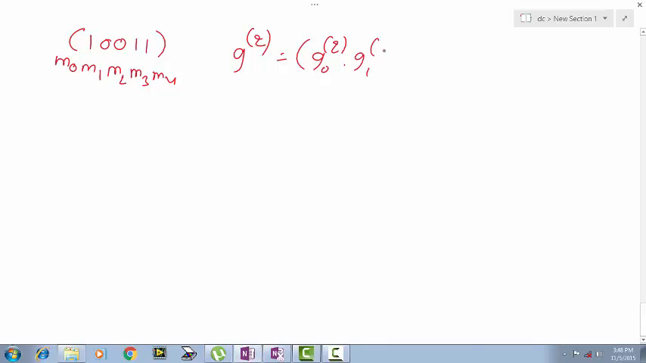So again we'll write down the message 1 0 0 1 1, which is m0 m1 m2 m3 m4, and the second generator sequence, which is g0 of 2, g1 of 2 and g2 of 2, which is 1 0 1.